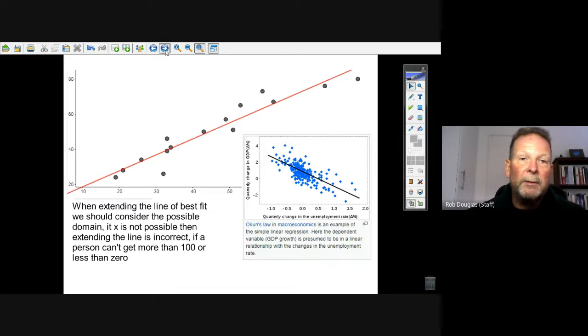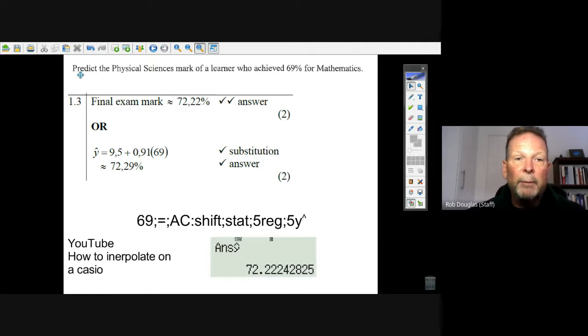Okay. Now the next question says, predict the physical science marks of a learner who received 69% for math. All you do is take 69 and put it into the equation that you just worked out, 9.5 plus 0.21 times 69, and you get 72.29%, and that's your answer.